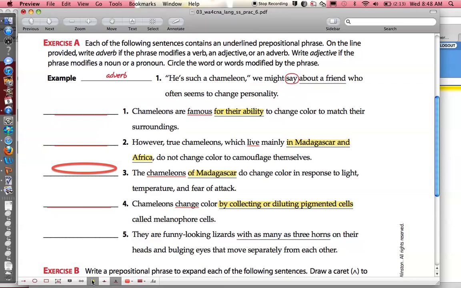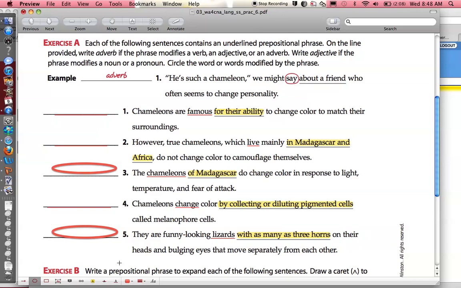And last one, number 5, they are funny-looking lizards with as many as 3 horns on their heads and bulging eyes that move separately from each other. With as many as 3 horns. So that is our prepositional phrase. And that prepositional phrase is telling us about the word lizards. Lizards is obviously a noun. Therefore, that is an adjective phrase.